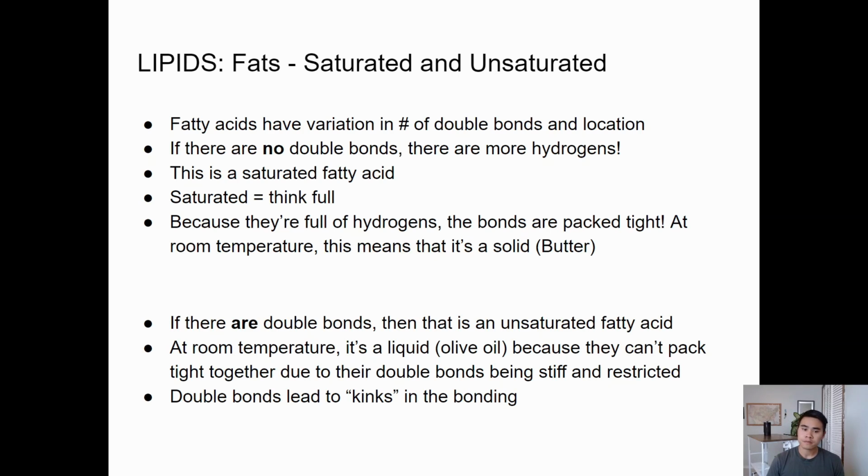Now, an unsaturated fat has double bonds. Because it has double bonds, think about it this way. You have a carbon attached to a carbon. That's 1 bond, but because it's a double bond, it takes up 2 of them. And remember, carbon can form 4. As a result, it has 2 hydrogens. I think I made a mistake with the other one.